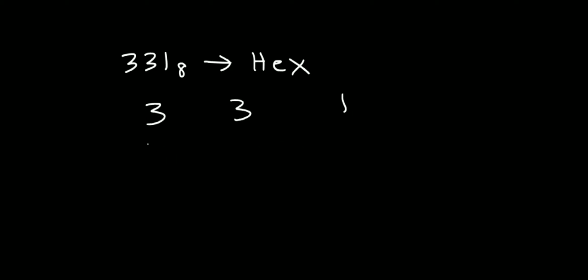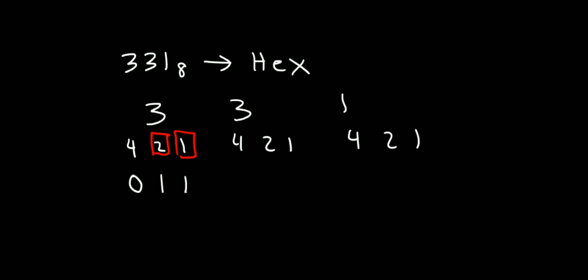So 421, 421 and 421. So how will we get 3? It's very simple, 2 and 1 we will add. So write 0 1 1. Now again the same thing, 0 1 1, and here 0 0 1 you have to write. The last number, 0 0 1 you will write. Now we got the binary.